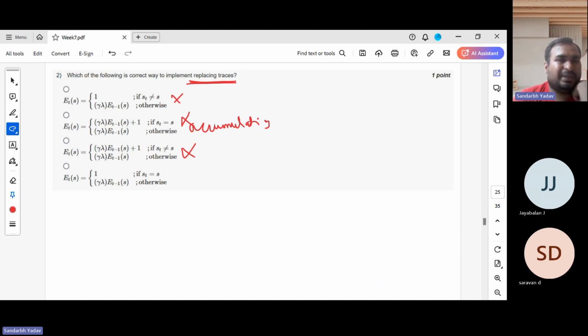If you have watched the lectures, you can get the answer for this. If you are visiting that state at time step t, then the eligibility will become one. Otherwise, you simply decay the eligibility.